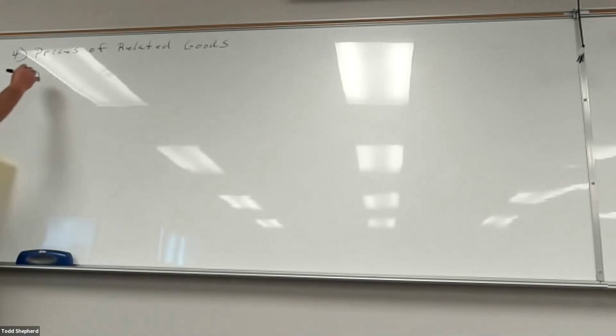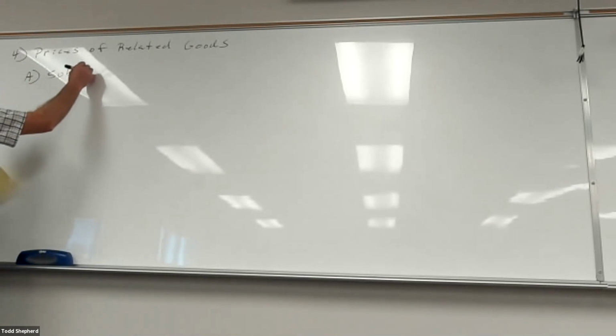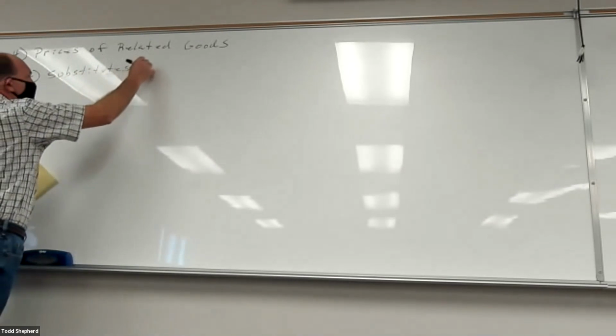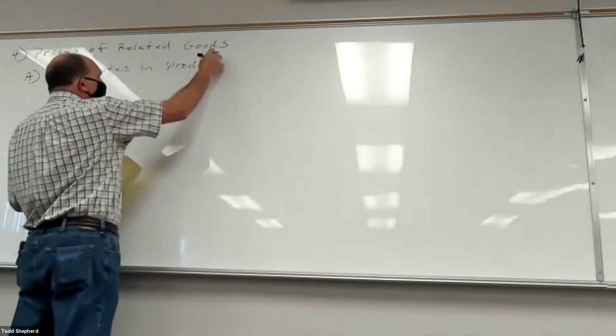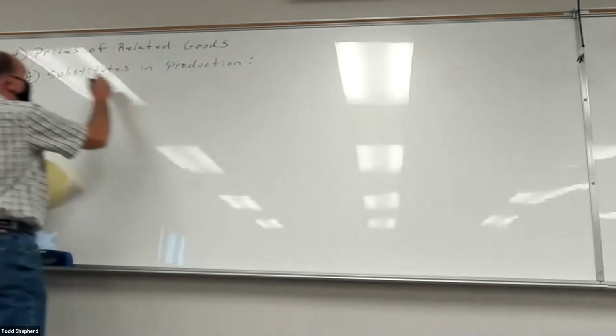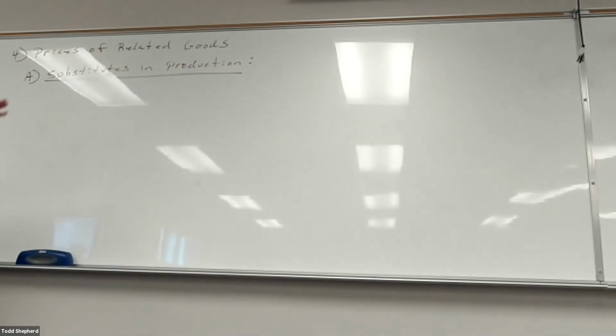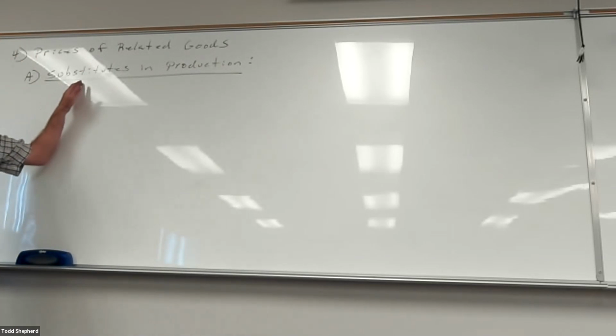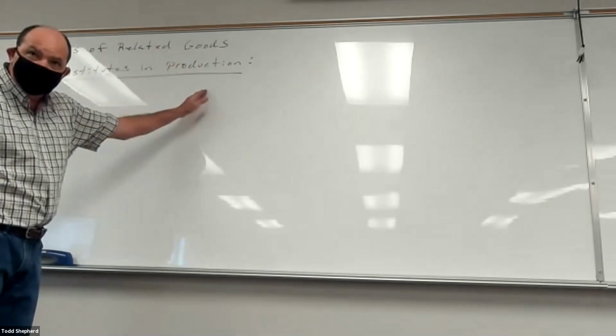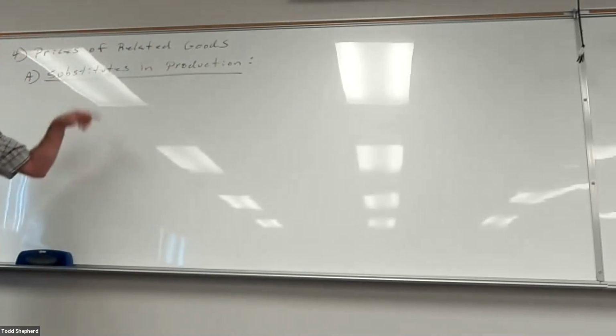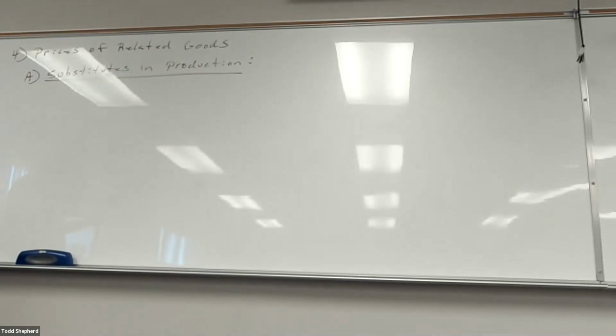The first one I will call substitutes in production. I want you to notice that I've been very specific about this term. If I say something is a substitute good, you're dealing with it from the demand side. If I say something is a substitute in production, that should make you think that we're dealing with this from the supplier's point of view. I'm trying to make a clear distinction between the 2.